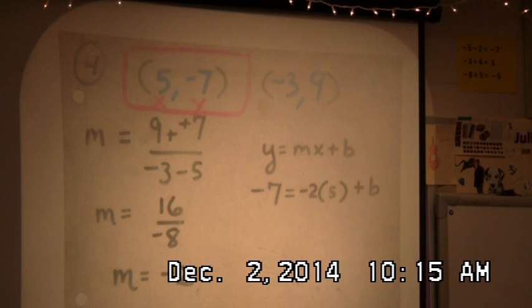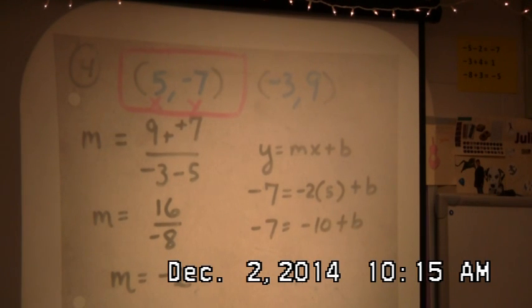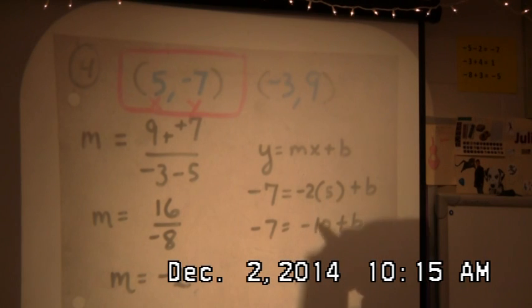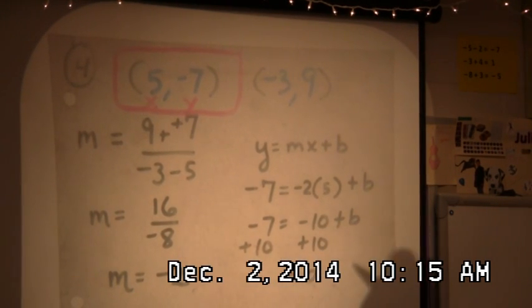What do we do next? -7 equals -10 plus b. -7 equals -10 plus b. What do we do next? Add 10 to each side. Excellent. What do you get when you add 10 to both sides? 27.